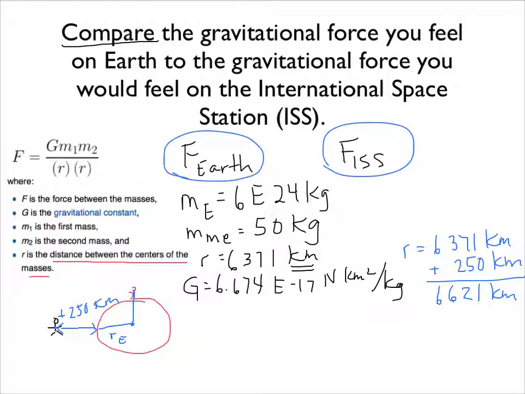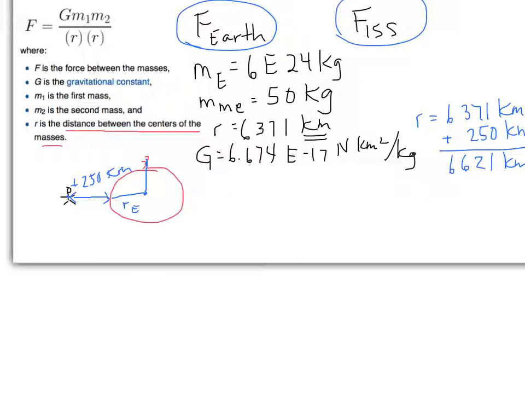And so we're going to find our two force values, just like we did in the previous problem where we were looking at the force of attraction between you and your neighbor, and then we're going to find the ratio between those two. So let's set up our calculations. First, let's calculate the force between you and the center of the Earth. So that's our force from the Earth.